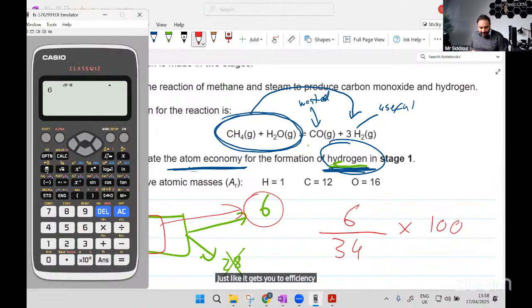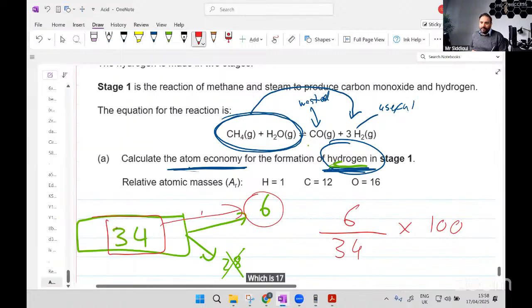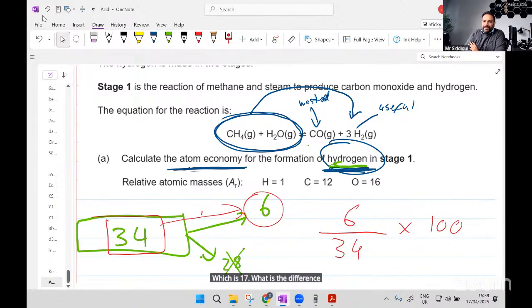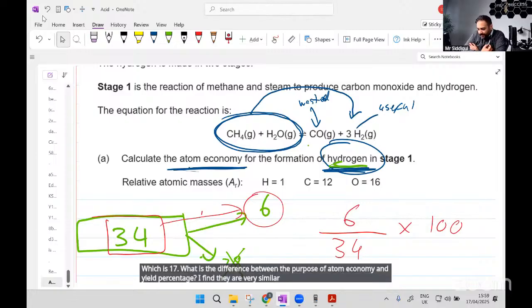It is very much the same concept, which is 17.6%. What is the difference between the purpose of atom economy and yield percentage? I find they are very similar. Well, they are. Yeah. Well, I don't know.